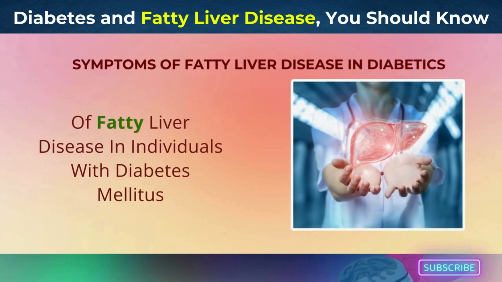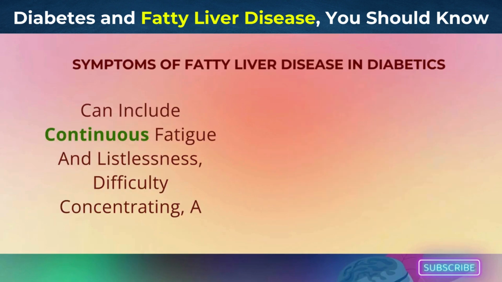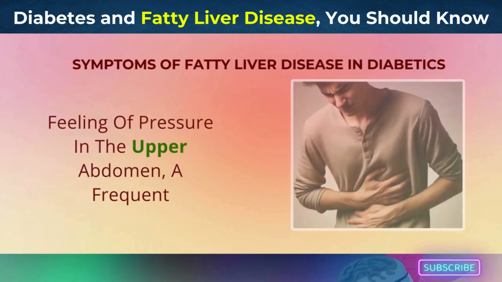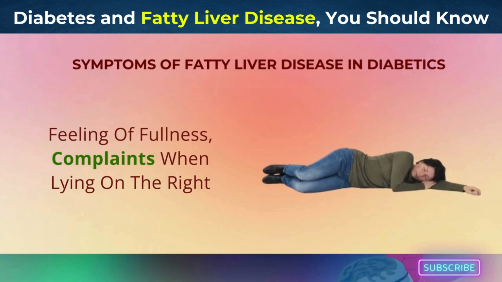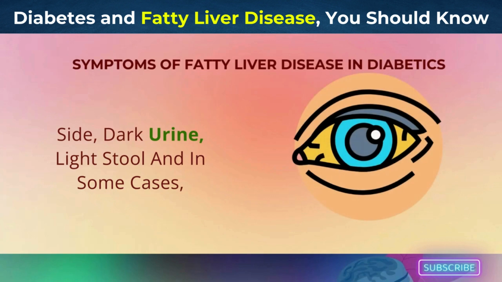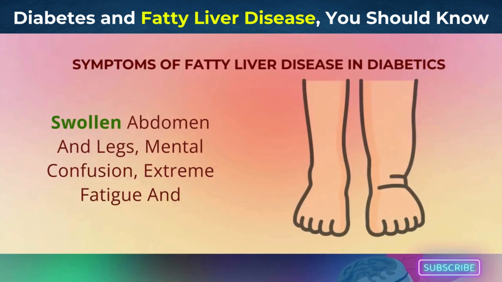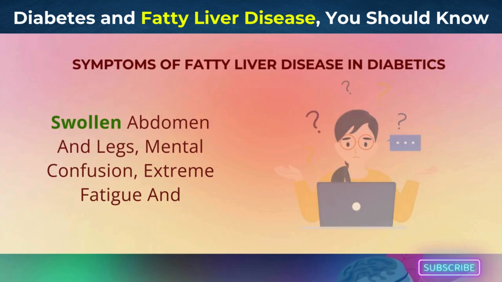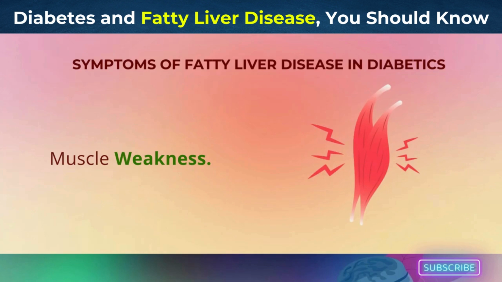The symptoms of fatty liver disease in individuals with diabetes mellitus can include continuous fatigue and listlessness, difficulty concentrating, a feeling of pressure in the upper abdomen, a frequent feeling of fullness, complaints when lying on the right side, dark urine, light stool, and in some cases, yellowing of the skin and whites of the eyes, swollen abdomen and legs, mental confusion, extreme fatigue, and muscle weakness.